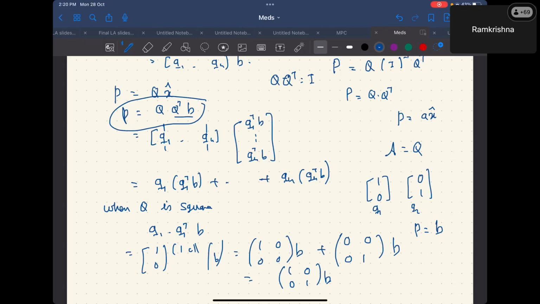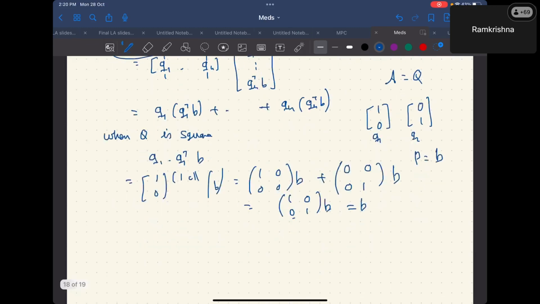Okay, and then this will disappear. So this identity times B will simply be B. So when I am projecting onto the entire space, it essentially means that I am just solving simultaneous equations where the number of equations will be equal to the number of unknowns. So nothing special there.